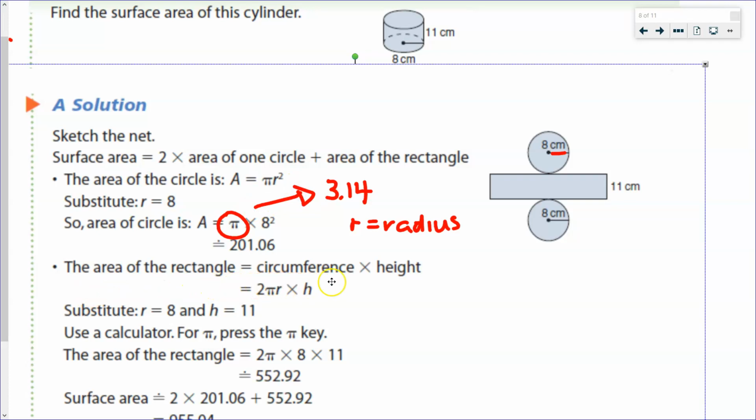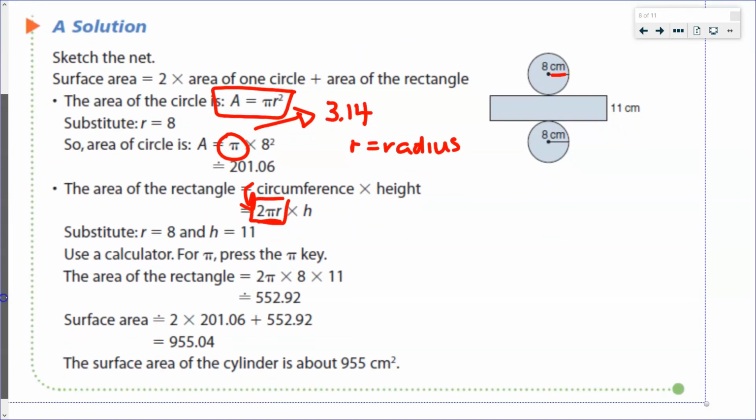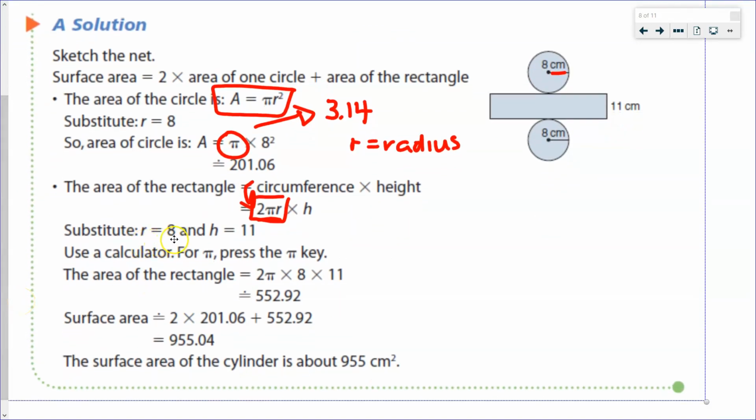The area of a rectangle is the circumference times the height. Need to remember circumference is 2 pi r. So these are two formulas that need to start to be committed into memory. 2 pi r times the height. I know this looks kind of jumbled, but it's really just substituting in numbers that you're given. And it'll all come together when I do a question for you here. So they substitute r in, the 8, and substitute the height in.